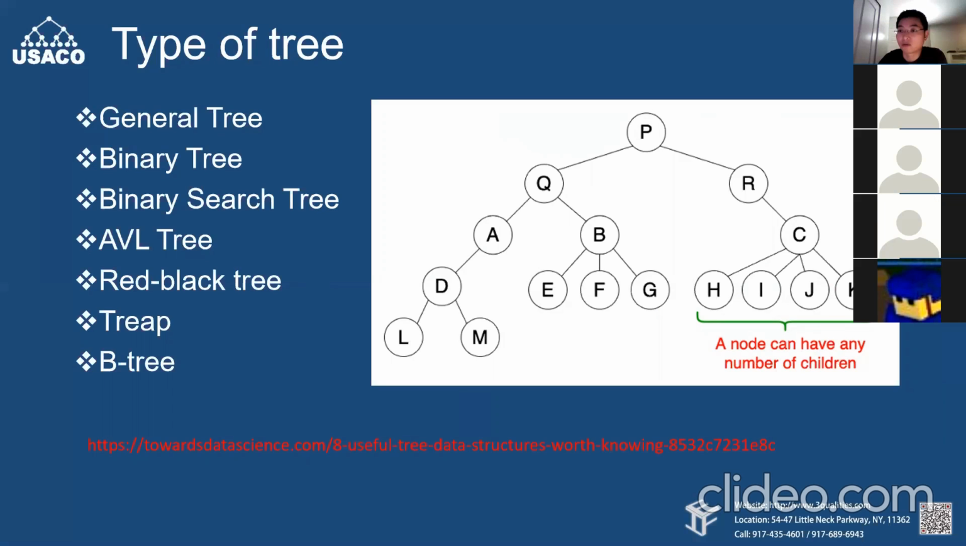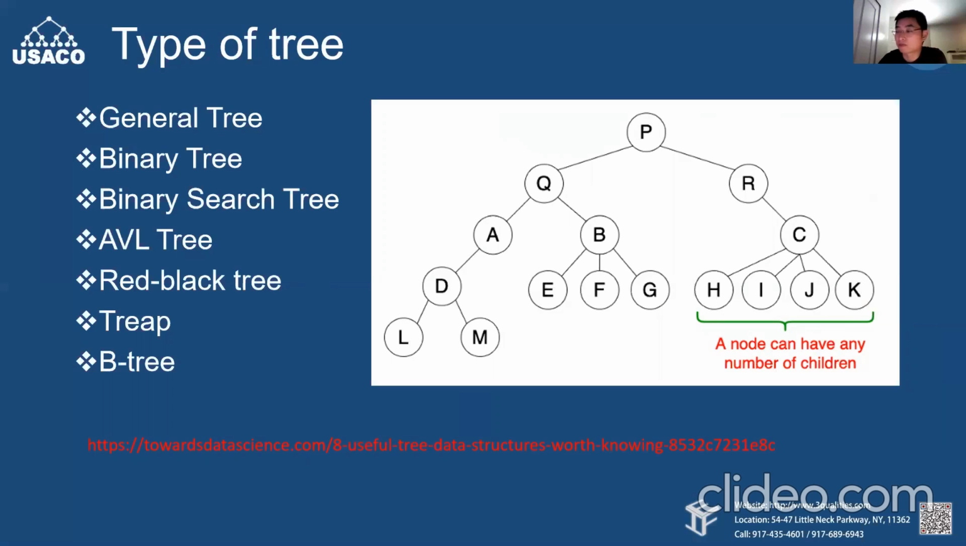We also have a binary tree, binary search tree, AVL tree, red-black tree, whatever. These are the different types of tree, and we may talk about them in the future, but not right now. If you want to learn some of that, I can put this link in our class information, which you can take a look at: 8 useful tree data structures worth knowing.